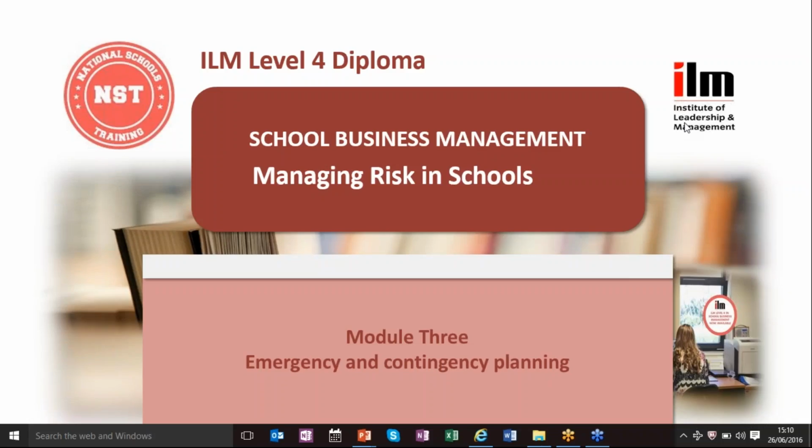Welcome to this podcast for National Schools Training ILM Diploma Level 4 School Business Management Qualification. The topic area is Managing Risks in Schools. I am looking at Module 3, Emergency and Contingency Planning. The purpose of the podcast is to provide a brief insight into how a school business manager may become involved and lead this area.